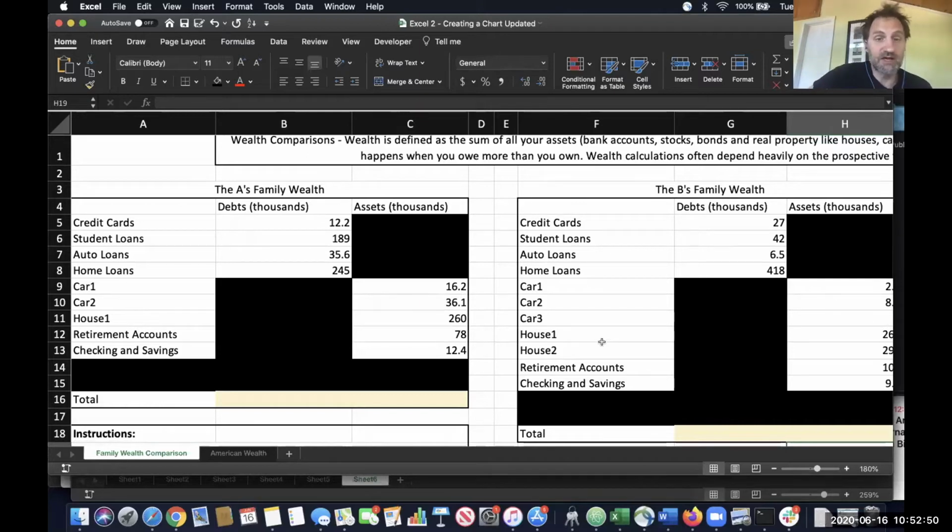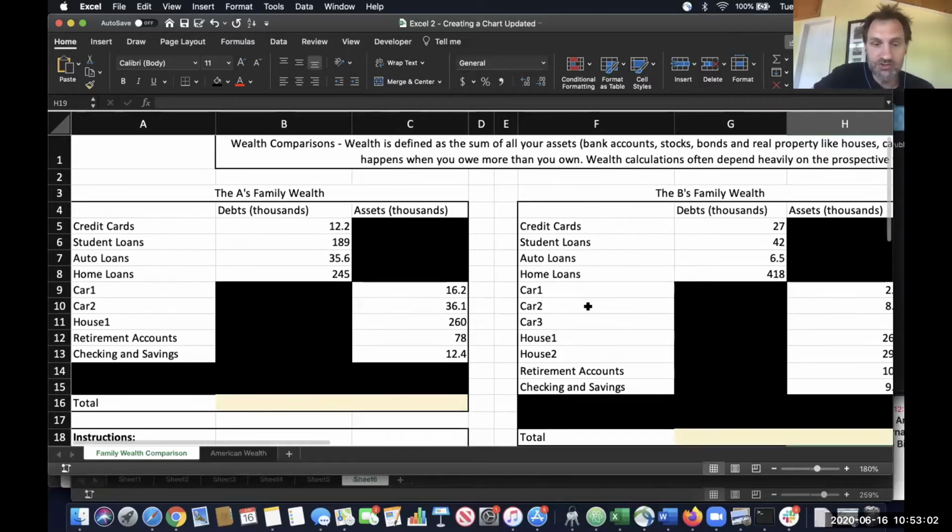Could be positive, could be negative. You can have negative wealth, which just means that you owe more than you actually own. And unfortunately, that is not an uncommon situation in this country. So once you're done with that sheet, which is just using the Excel formulas, and again, if you struggled with that in Excel 1, let me know so I can help you.